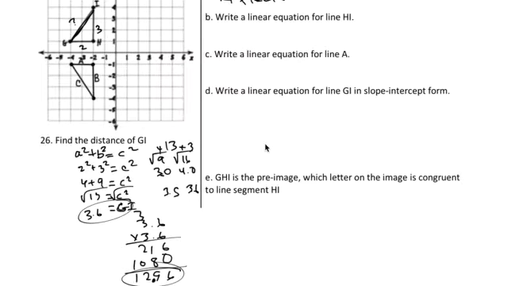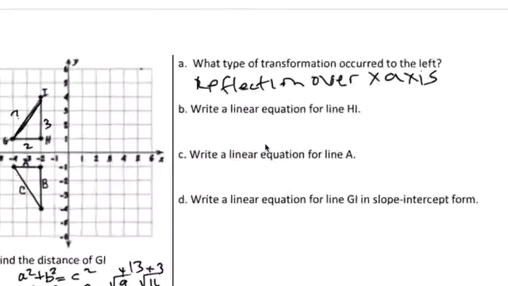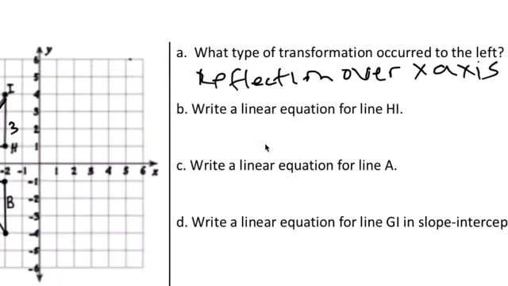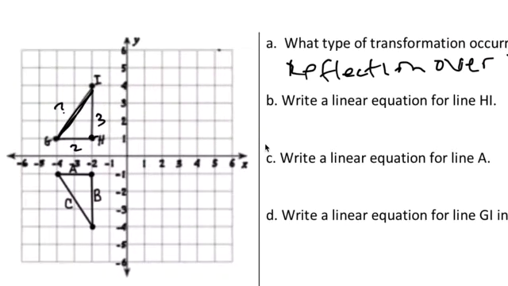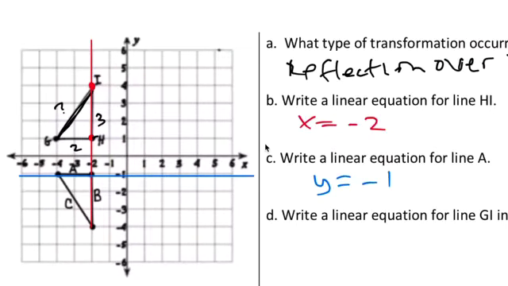Okay, write an equation of a line for H and I. Oh, that's an easy one. H and I, equation of that line that goes through it. That's x equals negative 2. Equation of line A. Oh, here's line A, right? That is y equals -1.